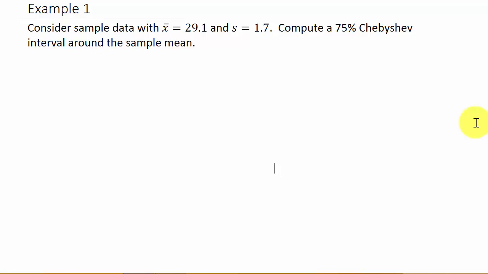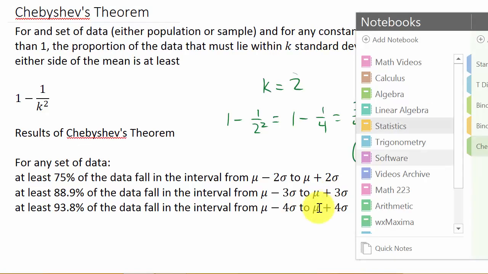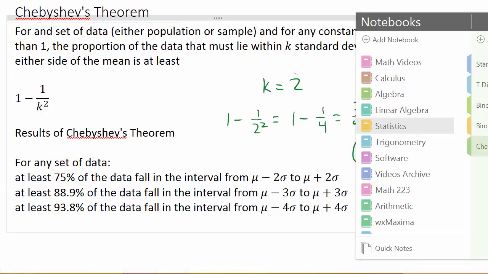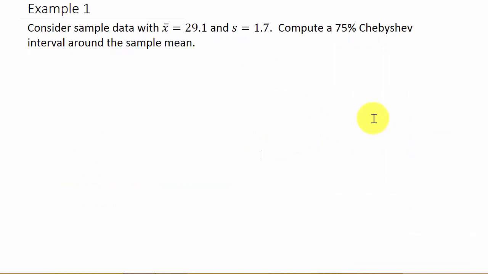Well, we know a 75% Chebyshev interval is 2 standard deviations about the mean. We see that here: the 75% is 2 standard deviations about the mean. And like I said, if you memorize it, it's fine. If you don't, you can just set up 1 minus 1 over k squared equal to 0.75. Now all we have to do is solve for k.